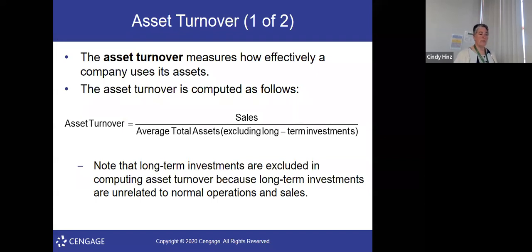So asset turnover is a measure of how good we are at using the assets we have to generate sales. You'll notice the denominator here, average total assets excluding long-term investments. We talked about in chapter 4, when we talked about the classified balance sheet, what an investment would be for a company. That could be an investment in a financial asset such as stocks or bonds in other companies, that the intention is to hold them long-term. It could also be investment in real property that we're not currently using in the normal course of operations.